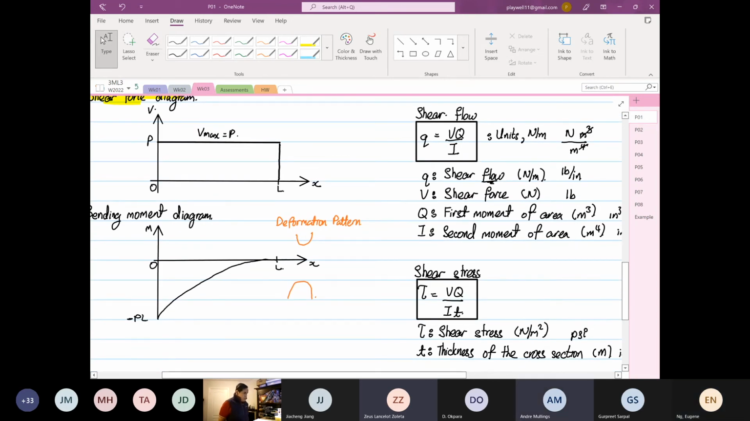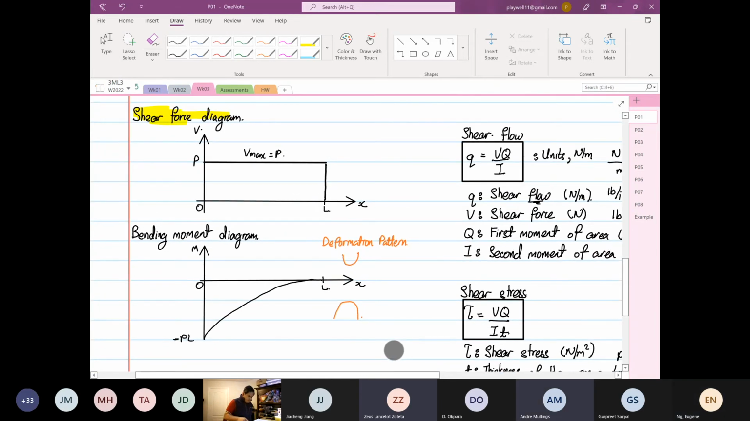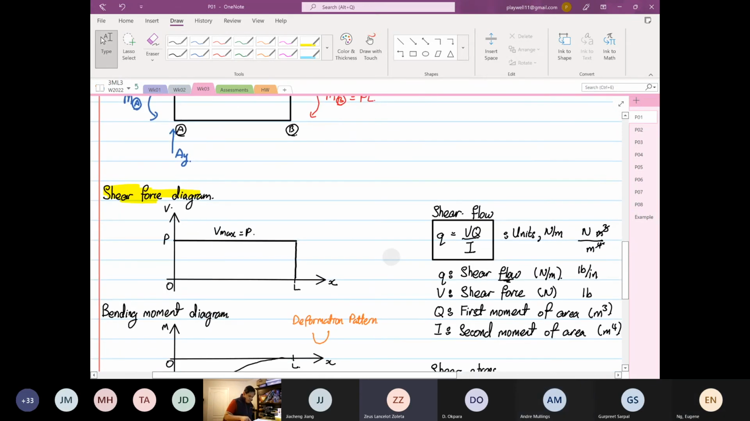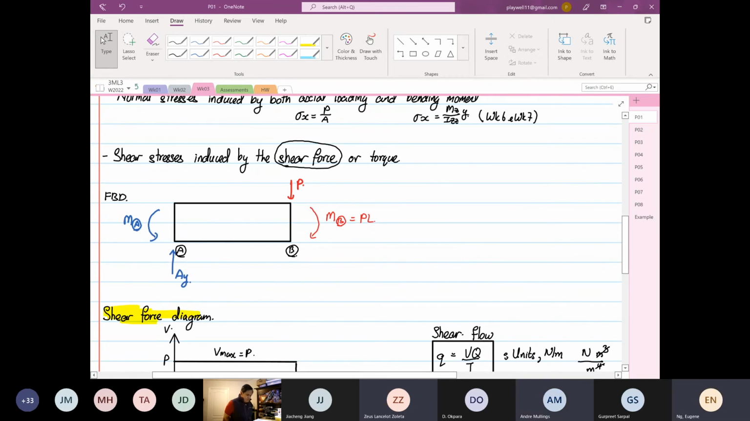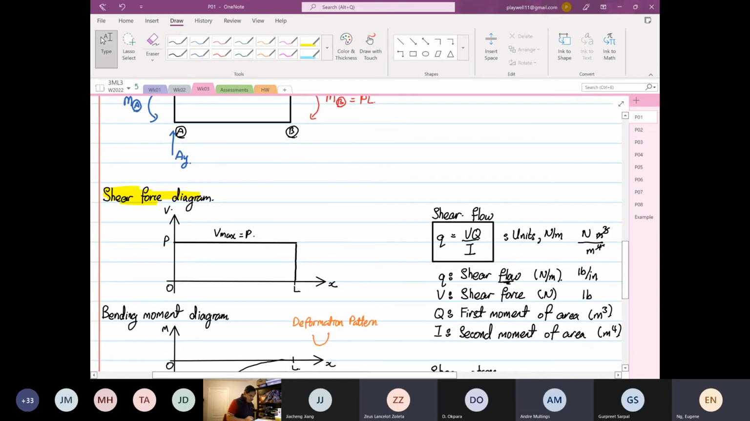On the example diagram you gave, where P is applied to the end of the cantilever. Yep, it's a point load. But is your diagram showing a point load, or a constant shear force load over the entire surface? It's constant throughout the whole surface. Okay.